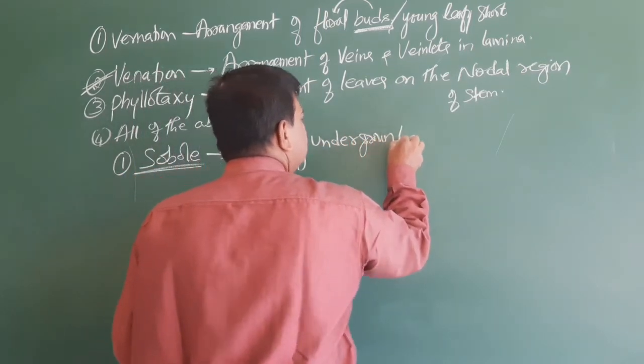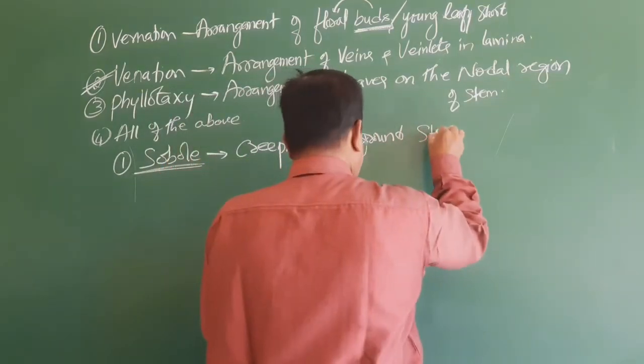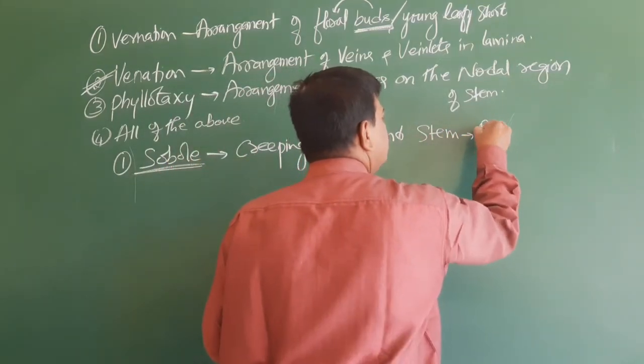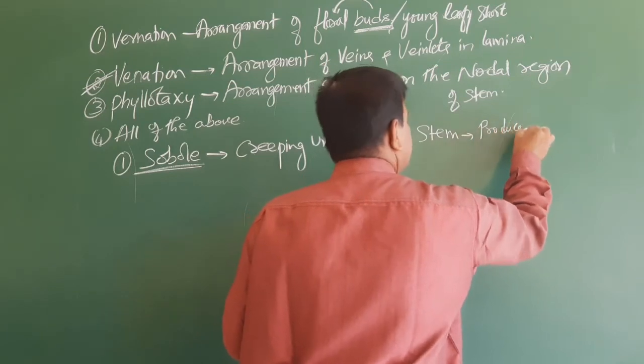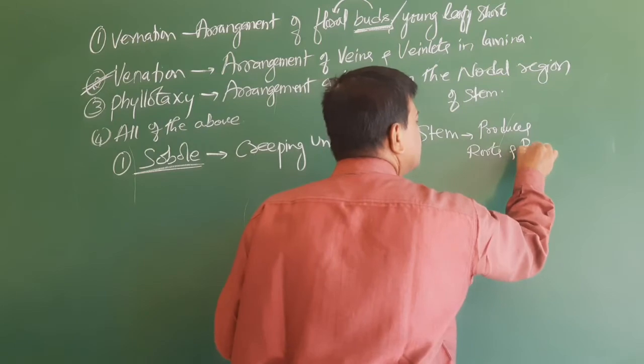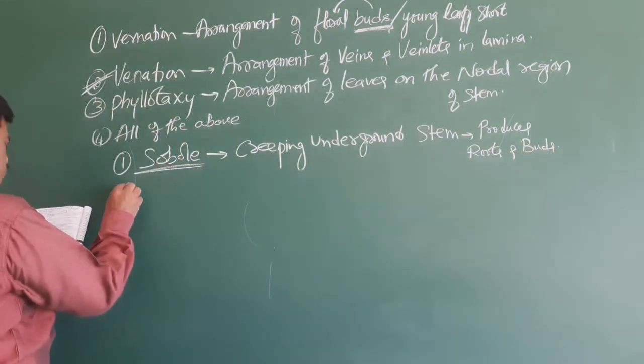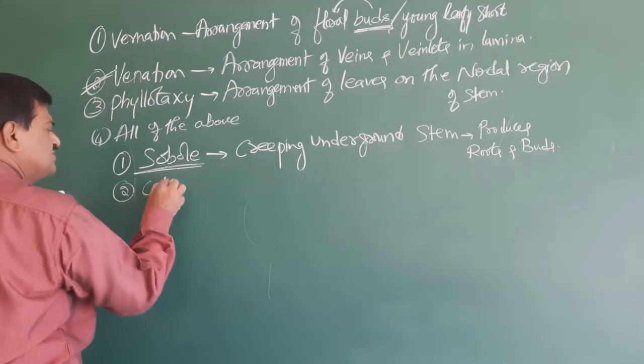Creeping underground stem develops or produces roots and buds. Roots and buds are being produced. That is called as Solobo. Second one is called as clump.